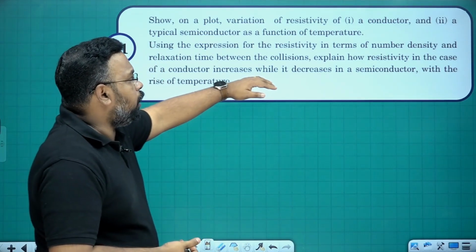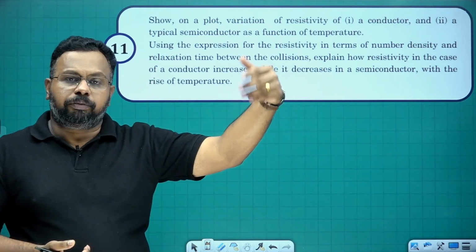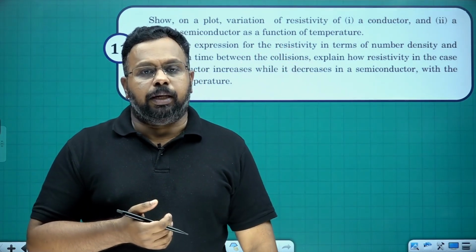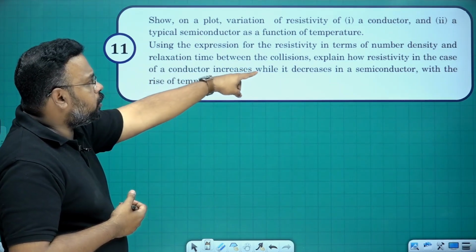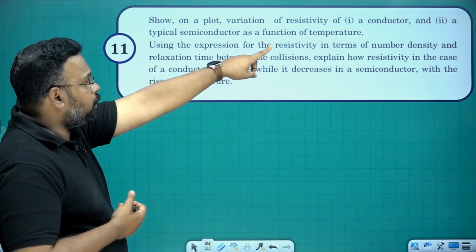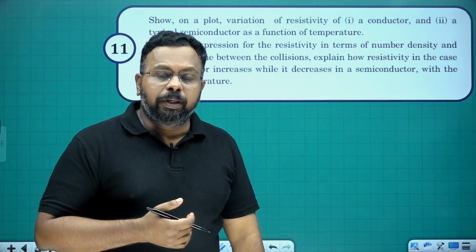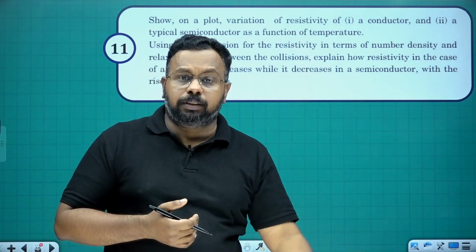So here actually the second part we can explain only after studying the semiconductor chapter. Okay, so normally for the first term exam, this question is not going to come because there is the semiconductor part. But the other first part, the graph, all of you know, in a semiconductor, when temperature increases, resistivity decreases.